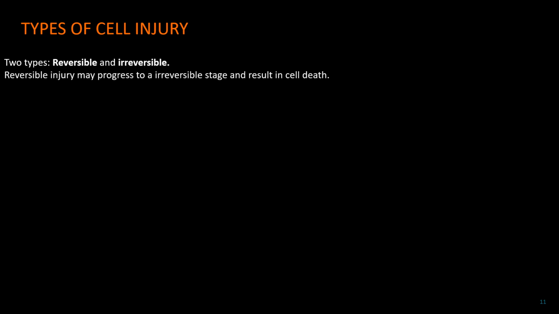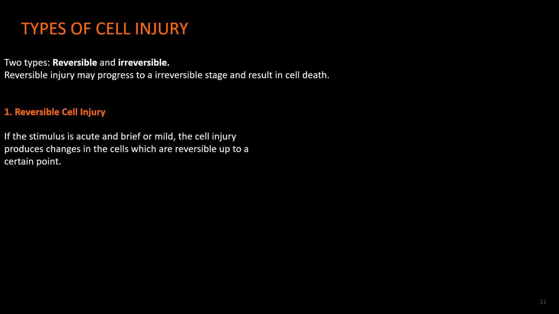So now let's talk about the types of cell injury. What are the different types of cell injury? There are 2 main types: reversible cell injury and irreversible cell injury. Reversible injury may progress to an irreversible state and result in cell death. So now let's talk about reversible cell injury. What is reversible cell injury?